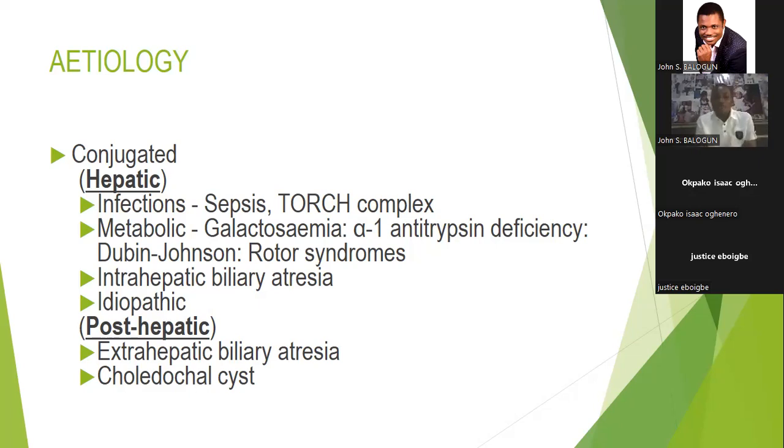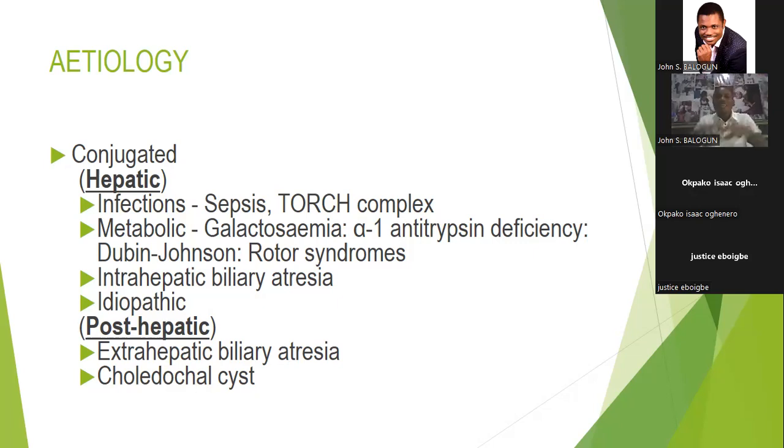One of them is infection. Whenever you notice that there is conjugated bilirubin, think of infection, sepsis. Also, TORCH infection is a very common cause. It could also be from metabolic causes, such as galactosemia, alpha-1 antitrypsin deficiency. Just take note of all of this for your MCQ sake. Dubin-Johnson syndrome, Rotor syndrome, all of this.